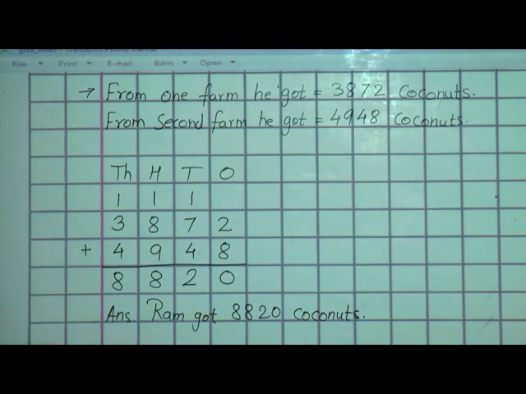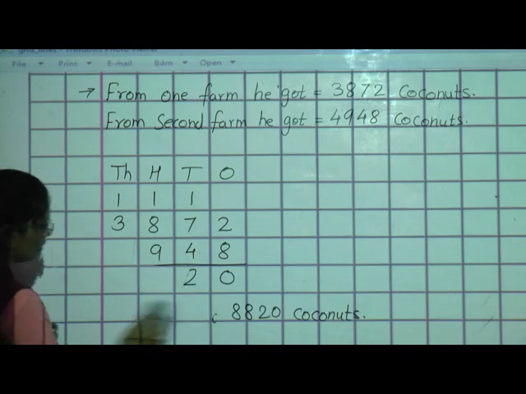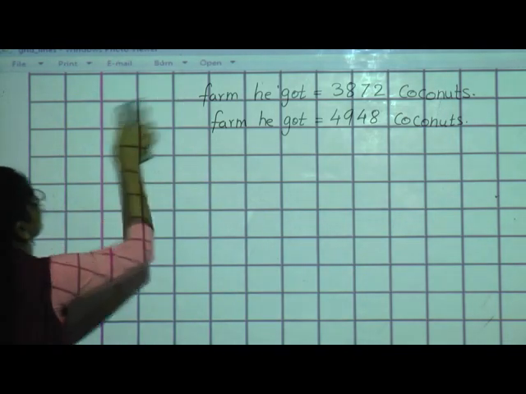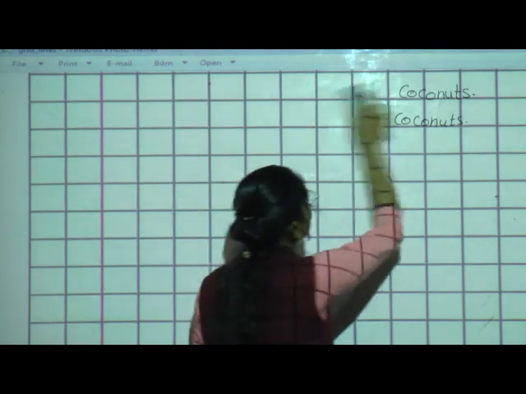Okay. Now see the eighth one. Read the question. Mr. Paul's salary is rupees 5550 per month and Mrs. Paul's salary is 4260 per month. How much have they earned together?